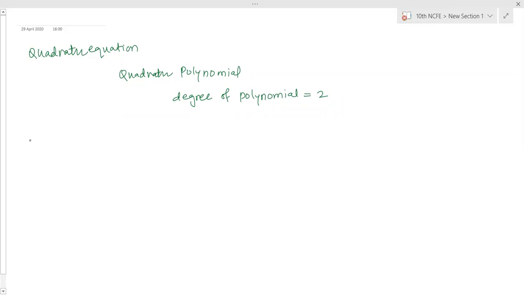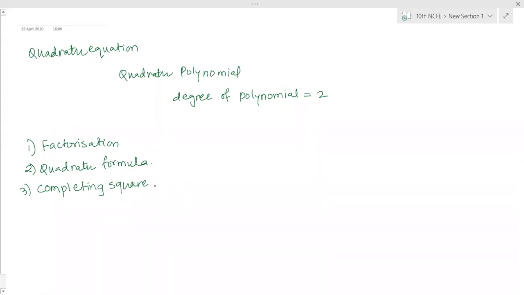There are three methods of solving a quadratic equation. One is factorization, what you have learned till now, the method of middle term splitting. It is one part of solving quadratic equations. Second one is the quadratic formula. Third one is the completing square method, which is not in your syllabus. Last year they removed it. So these are the three methods.